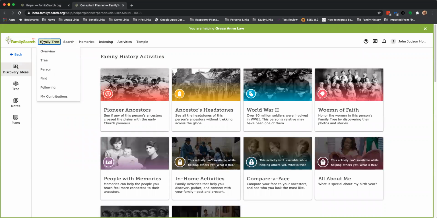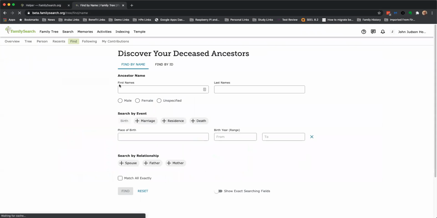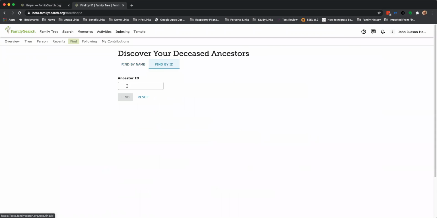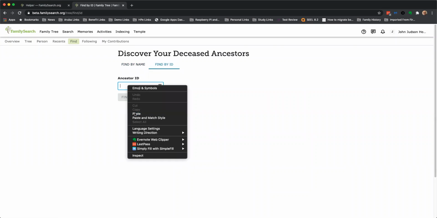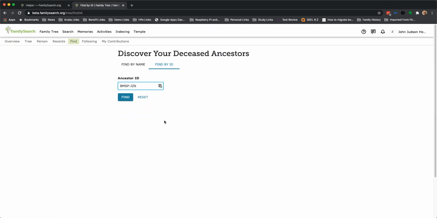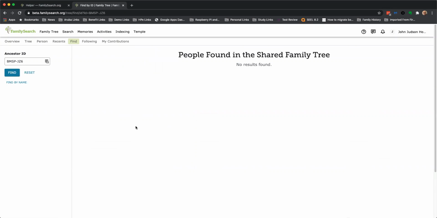I'm going to go to her family tree. Well, the first thing I want to do is hit find, and do a find by ID. Now look at this. I'm going to put this in. That's the person ID of example in my account. If I hit find, there's nothing there because he's living. He's still a living, breathing entity.